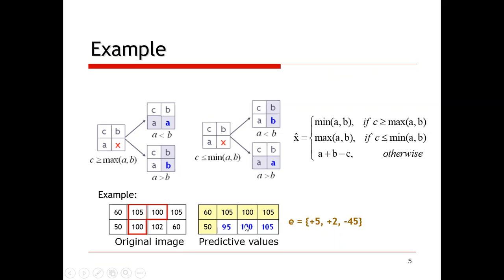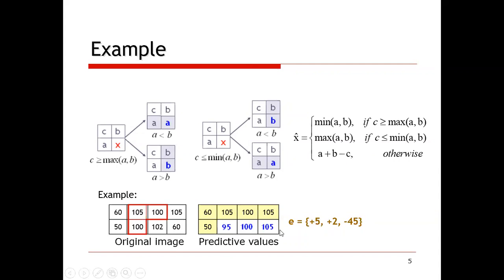In a similar way, you will find the predicted value of the given pixels. These are the predicted values of the given pixels: 95 for the given pixel 100, 100 for the given pixel 102, and 105 for the other given pixel. In a similar way, you will find the predicted values of the given pixels by applying this formula.